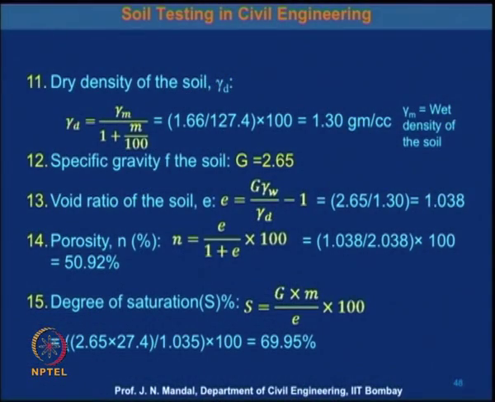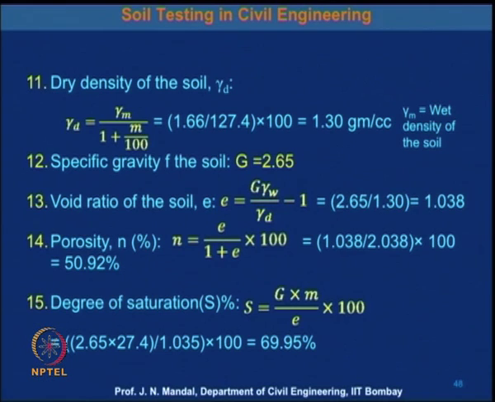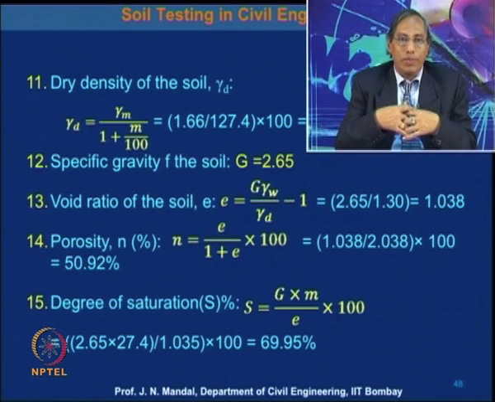The dry density of the soil, gamma D, you can also determine knowing the moist density of the soil. That means gamma D is equal to gamma M divided by 1 plus M divided by 100. That means the moist density is 1.66 divided by 1 plus 27.4 by 100, and that gives 1.3 gram per cc. So, gamma m is the weight density of the soil. Then the specific gravity of the soil we have determined, that is G is equal to 2.65.